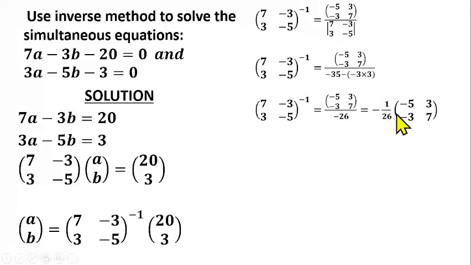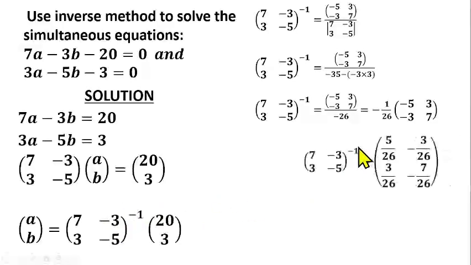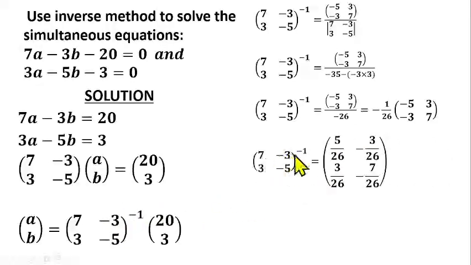But we need to bring this one inside here. So this one will multiply each of the elements here so that we can now return it back here. If you do that, the inverse of the matrix will now be minus 1 over 26 times minus 5 gives us 5 over 26. Then this multiplied by 3 will give us minus 3 over 26. This times minus 1 over 26 times minus 3 gives us 3 over 26. Then this times this will give us minus 7 over 26. So the inverse of this matrix here is this matrix.